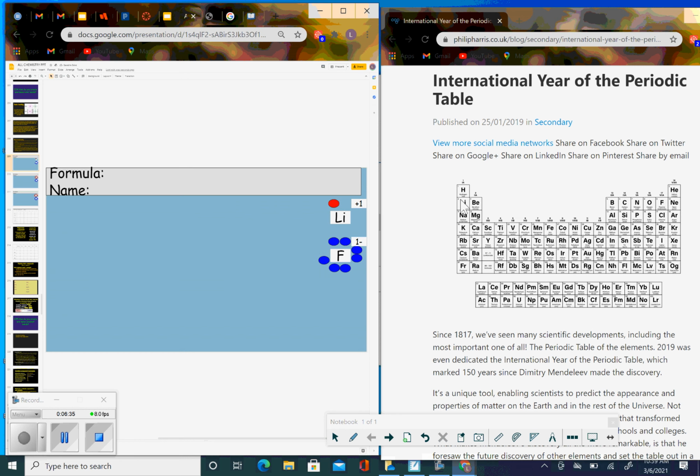I know that because I've counted over columns. 1, 2, 3, 4, 5, 6, 7 valence electrons. Okay, you see this right here says you are missing an electron. A -1 means you are missing an electron. A +1 means you have an extra electron.